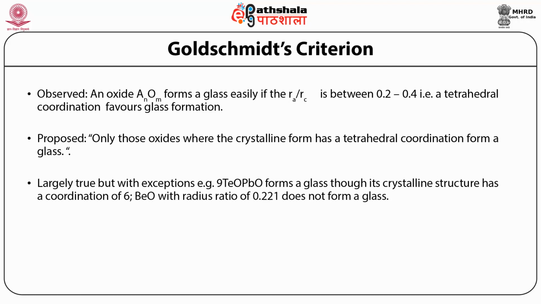Thus, TeO2-PbO forms a glass, but the coordination of Te is 6. On the other hand, BeO, with Rbe by Ro of 0.21, does not form a glass. It should also be noted that the bonding is not purely ionic in the glass forming oxides, while the radius ratio rule is derived for ionic bonds.